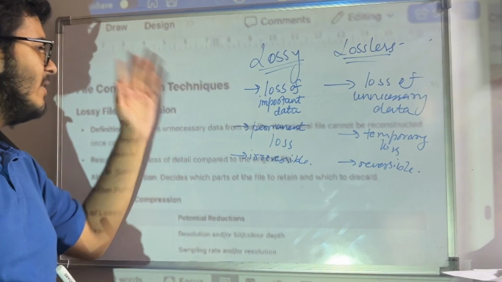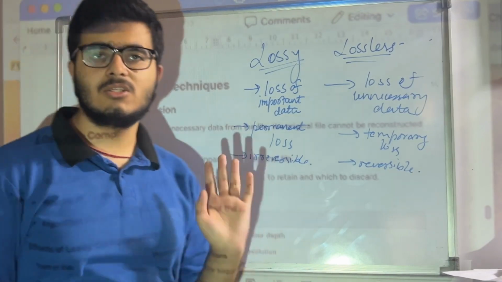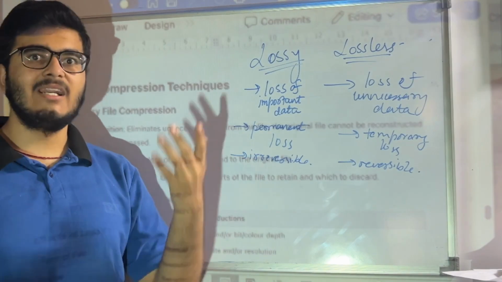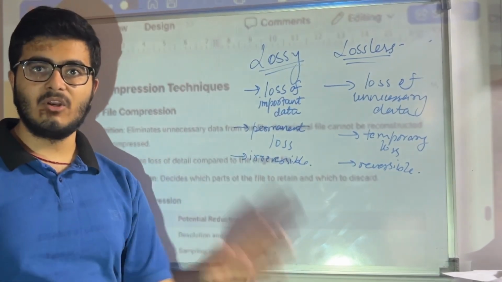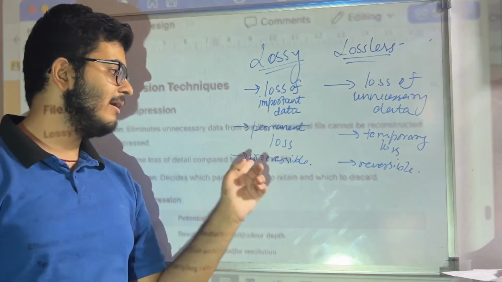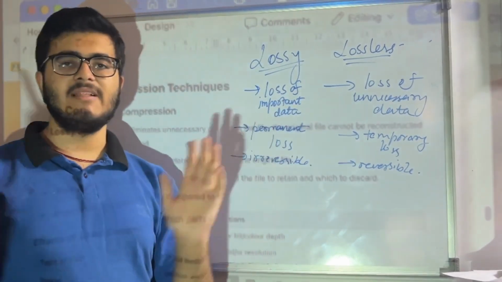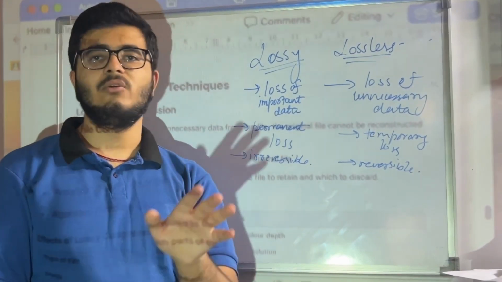So what are these points saying? First of all, lossy file compression. If I give an image for lossy file compression, it will randomly remove pixels. It will not check, so important data can be lost. It is permanent and it is irreversible. Once I compress the file, that data will be permanently removed and the file size will be reduced. There is no way to recover it.